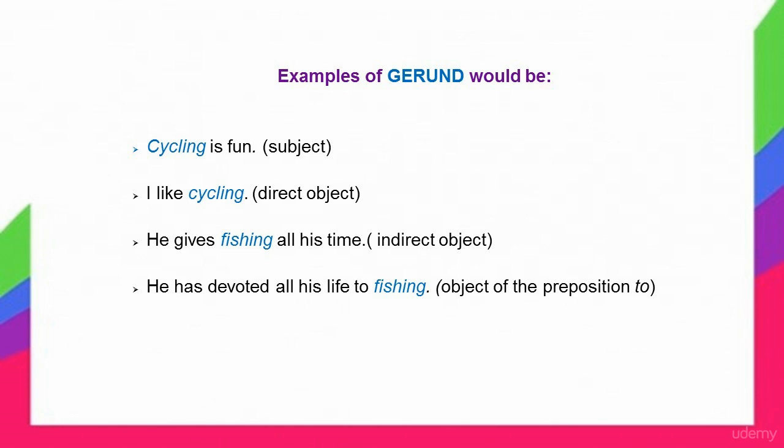Cycling is the direct object. He gives fishing all his time. Fishing is the indirect object. He has devoted all his time to fishing, the object of the preposition to.